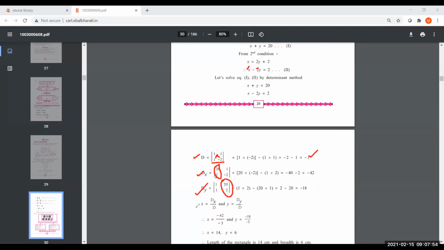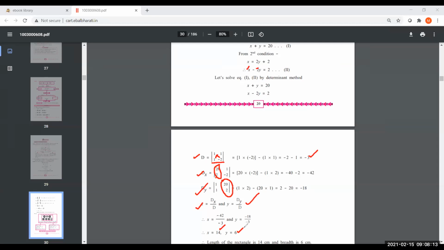In the last lecture also, we told you that you must remember this formula, that x equals Dx by D and y equals Dy by D. Simply substitute the values here. We get x equals 14 and y equals 6. So this is nothing but the length and the breadth of the rectangle.